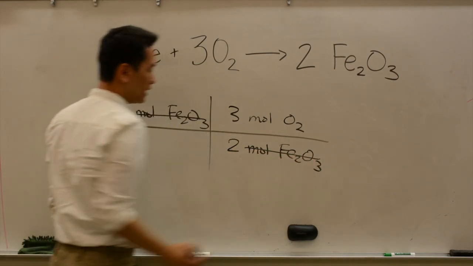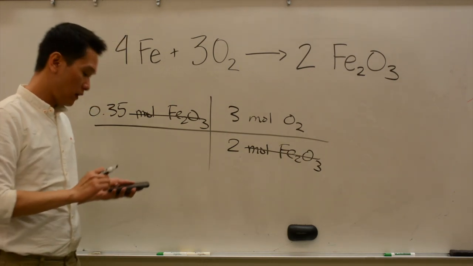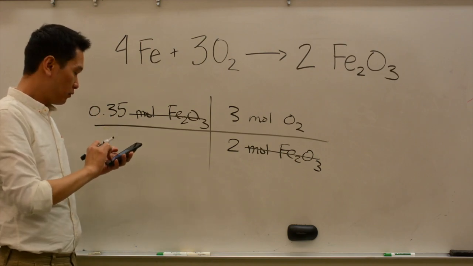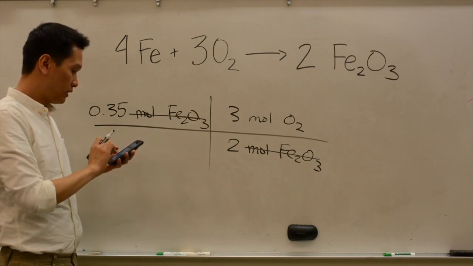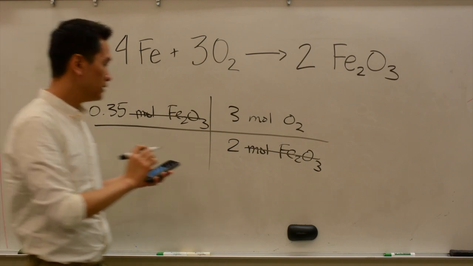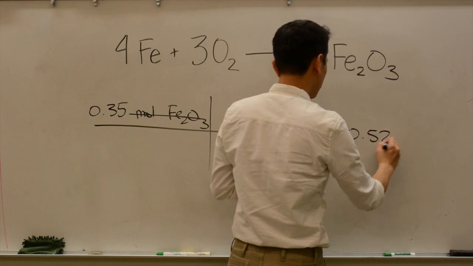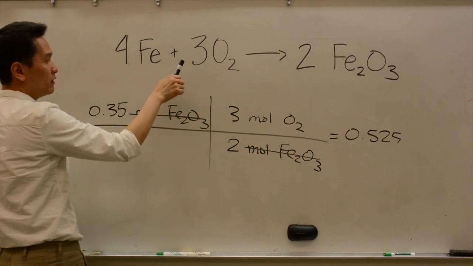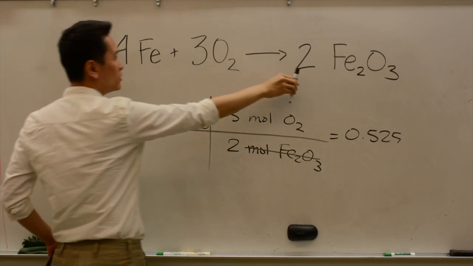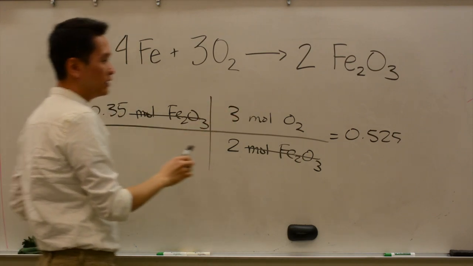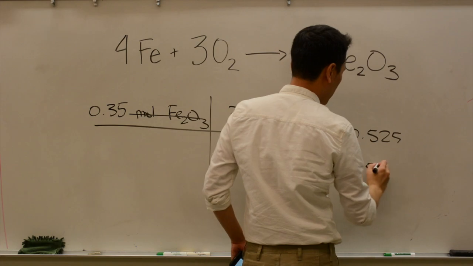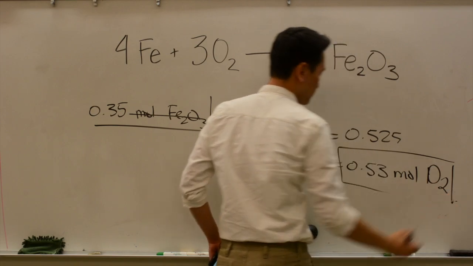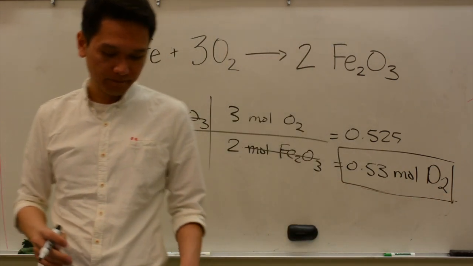Still, you will see that cancellation of moles of iron oxide. So let's do the math here. 0.35 times 3 divided by 2 is 0.525. Thinking about sig figs, there are no sig figs limits from the 3 and 2 because they are exact numbers. So there are only 2 sig figs, and this becomes 0.53 moles of oxygen. Okay?